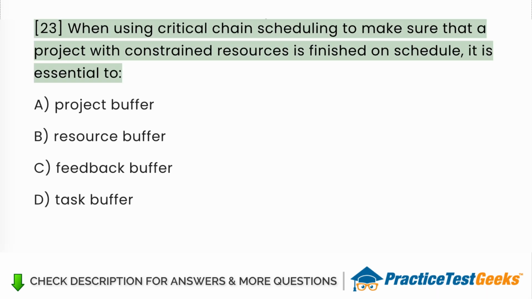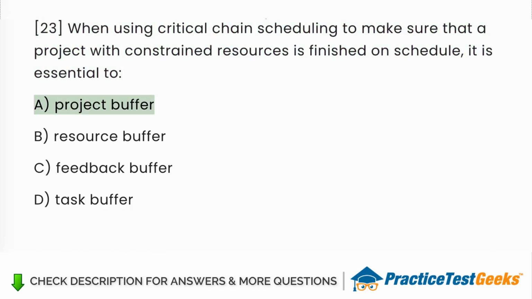When using critical chain scheduling to make sure that a project with constrained resources is finished on schedule, it is essential to A. Project buffer. B. Resource buffer. C. Feedback buffer. D. Task buffer.